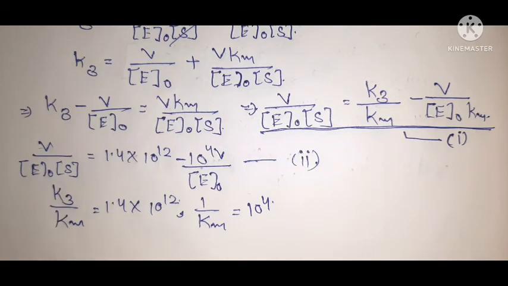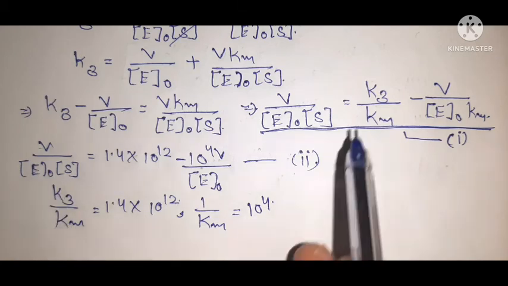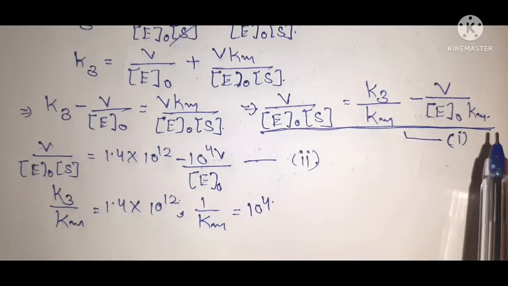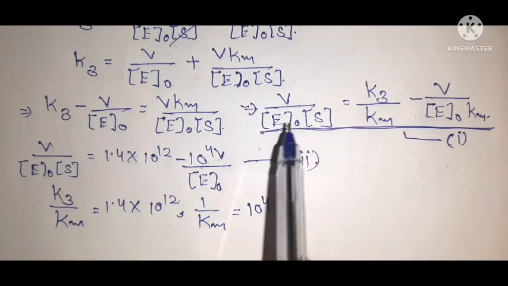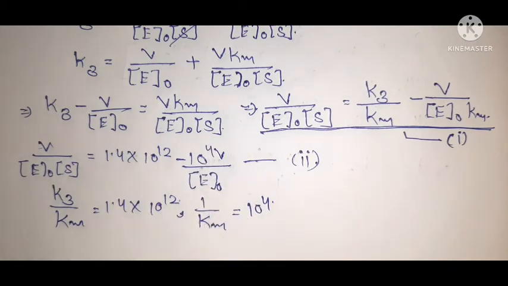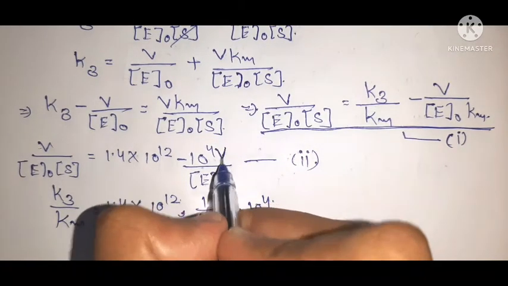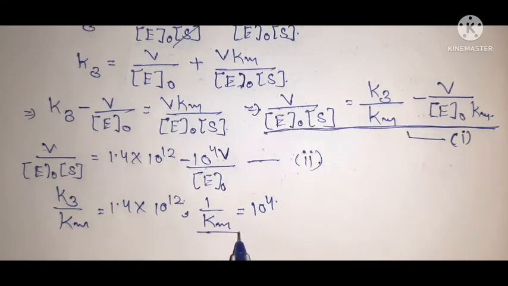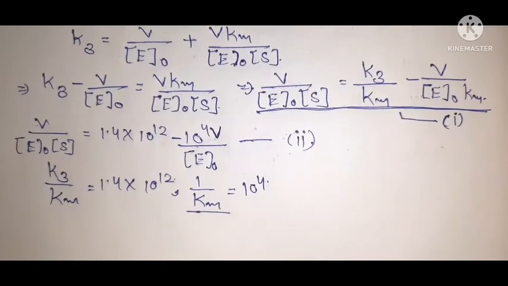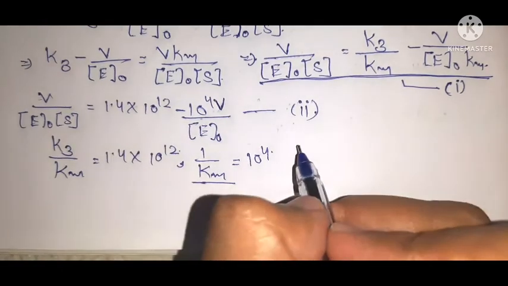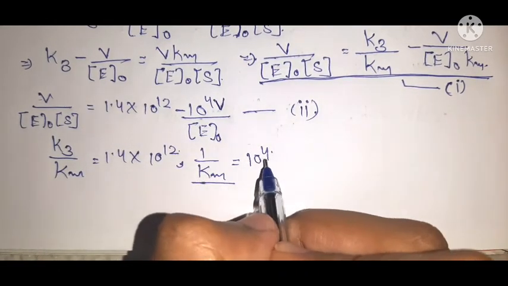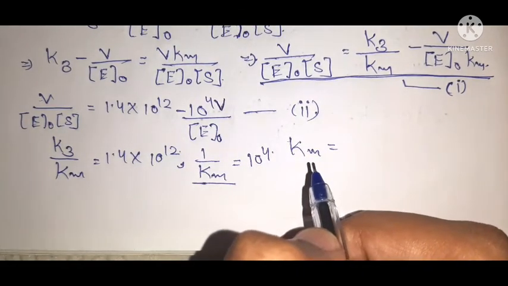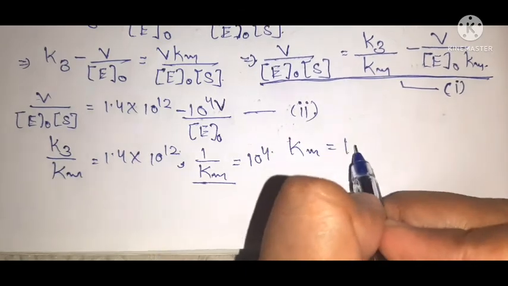This K3 by Km is equals to 1.4 into 10 to the power 12, and this 1 by Km is equals to 10 to the power 4. Okay. So first of all, what is the value of Km? In the question you must find the value of Michaelis constant, that is Km. So by this expression 1 by Km is equals to 10 to the power 4, the value of Michaelis constant is 10 to the power minus 4.